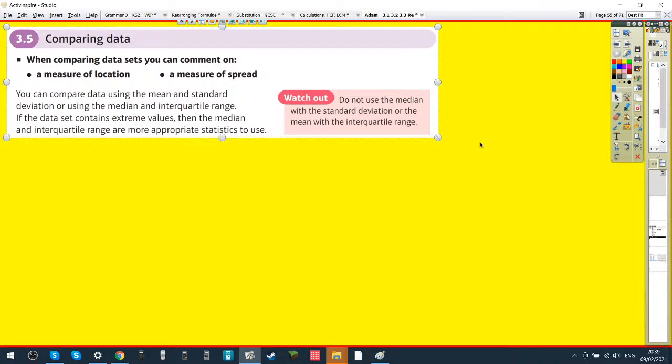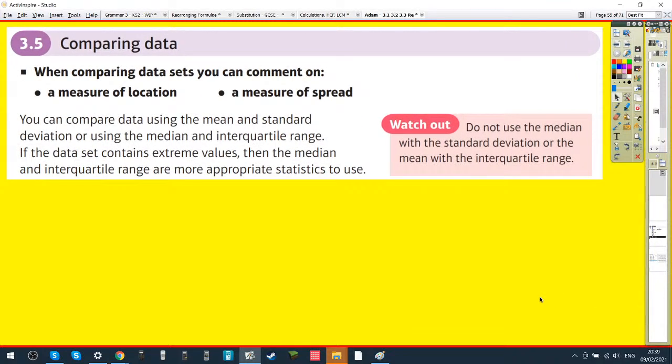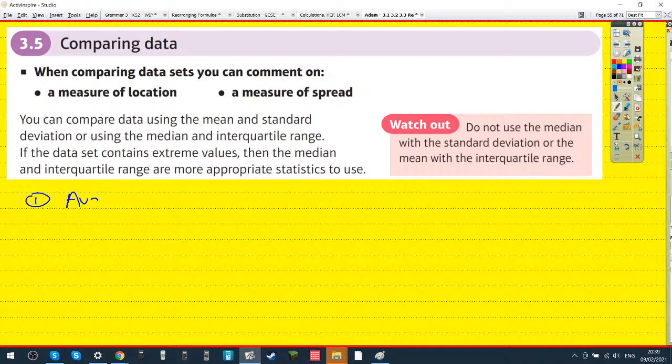We did this a lot already. I don't know why they have it now. Oh, they have it now for standard deviation and mean. We've done it for range and interquartile range. Compare the average. Compare the spread. Okay, the average, well, let's match them up. What you have before is the interquartile range and the median. So the median average and the interquartile range spread.